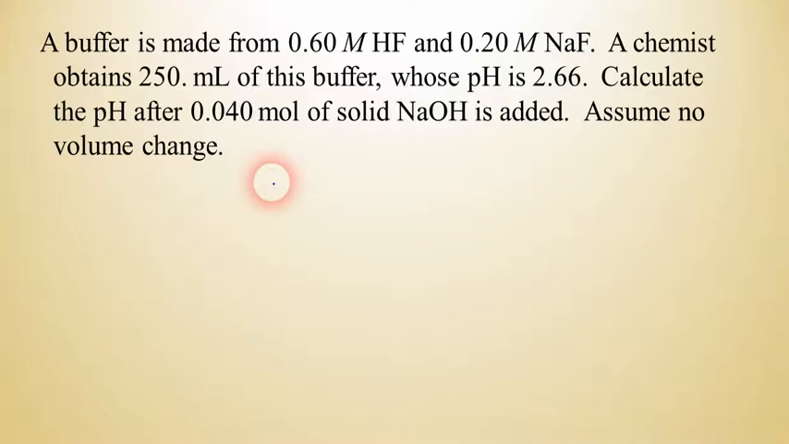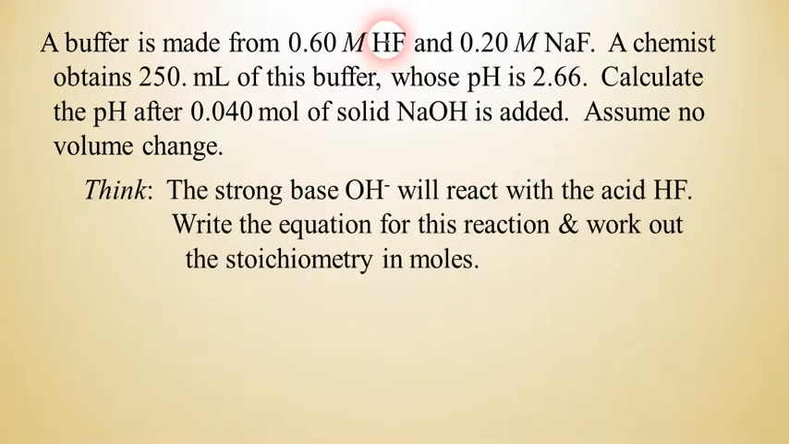So the first thing that we want to do, since we have a strong base right here that's reacting with an acid, is write the equation for that. So the hydroxide, OH negative, is going to react with an acid. Bases always react with acids. And so hydroxide, OH negative, will react with HF. Okay? So we're going to write HF plus OH negative.